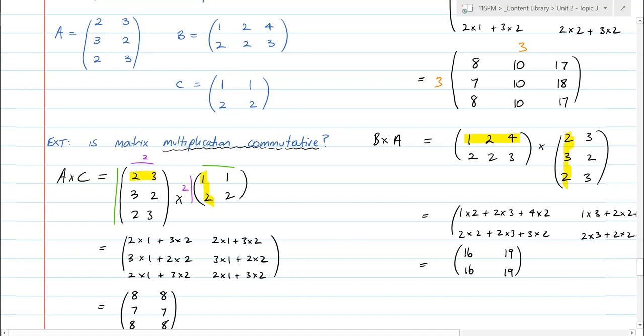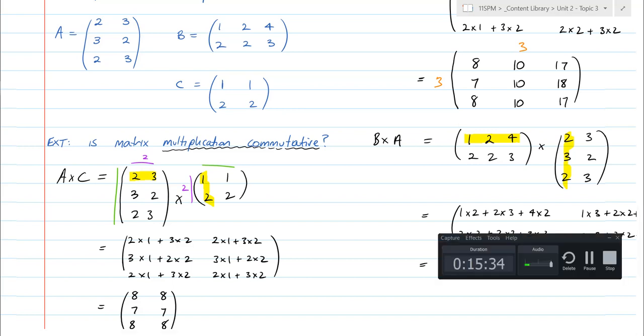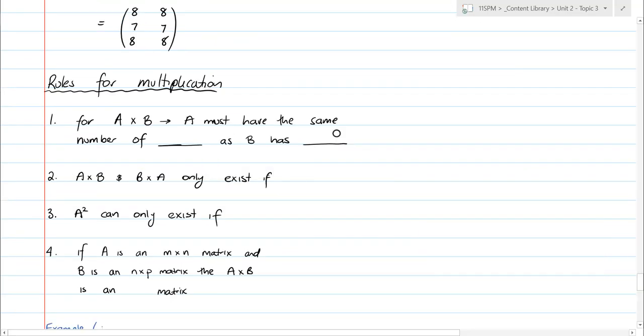Because look, the 3, 2 and the 2, 3. Hold on a second. You can both multiply. So I'd like to fill in the blanks. These are the rules. Rules for multiplication. For A times B to exist, A must have the same number of what as B has what. Boom! And the resultant matrix is vice versa.